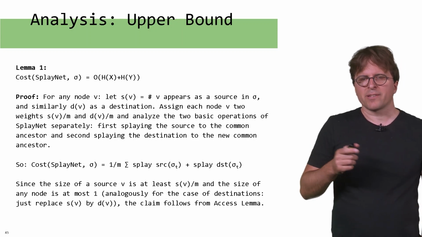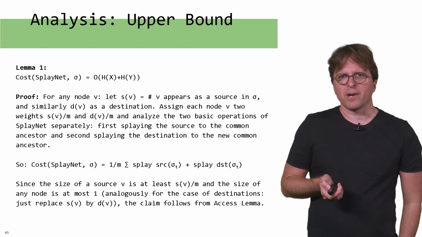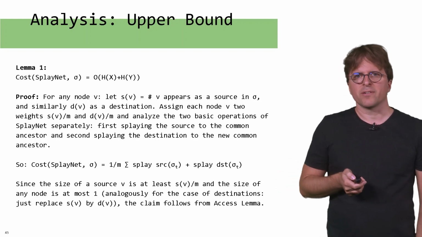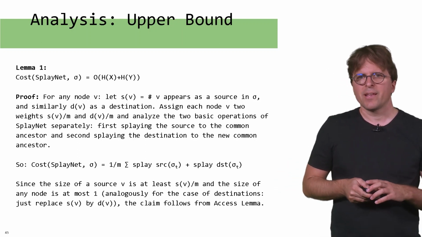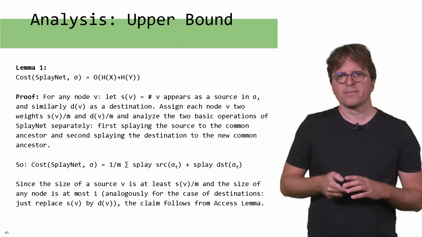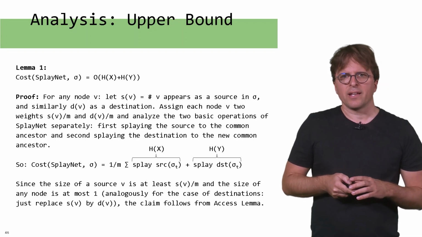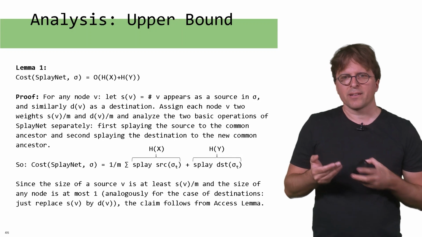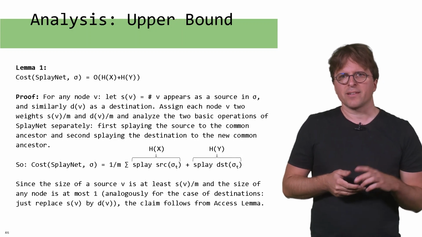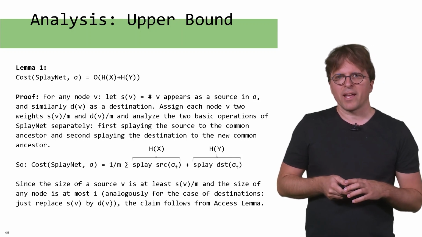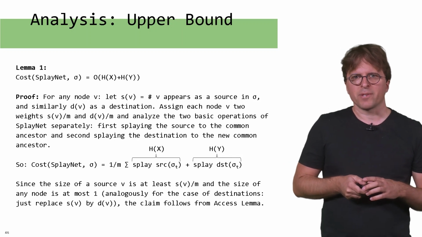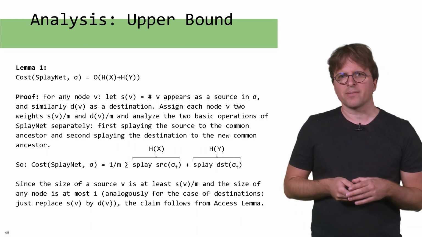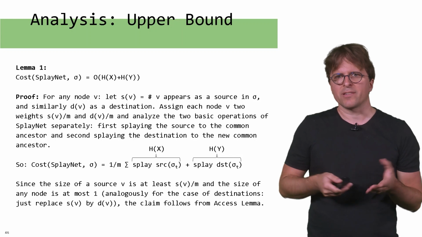It connects back to the metric that we saw in binary search trees, and can also be used in this context of networks. And again, we know exactly from that literature that the cost of splaying the source is the entropy of X, and the cost of splaying the destinations is the entropy of Y.